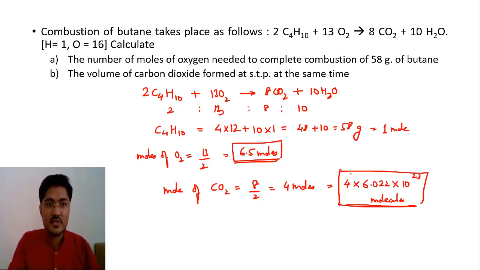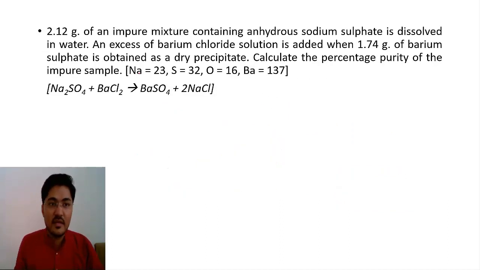Now let's look at the last question of today's session. 2.12 grams of an impure mixture containing anhydrous sodium sulphate is dissolved in water. An excess of barium chloride solution is added when 1.75 grams of barium sulphate is obtained as a dry precipitate. Calculate the percentage purity of the impure sample. Now that's a tricky looking question, but actually it's a simple question. Let's look at it how.